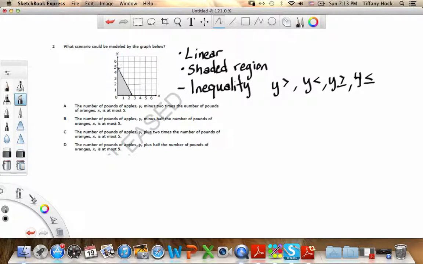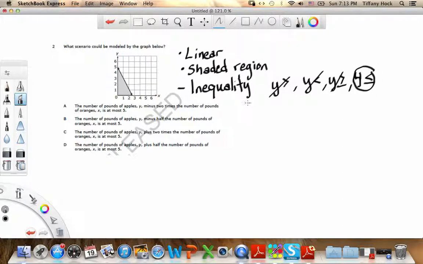And as I look at this graph, I notice it is a solid line, which means that the equals part is part of the equation, so that cancels out these two. If it was a dotted line, it would either be y is greater or y is less than. A dashed line, it would be one of those two, but since it's not, but there is some shaded part, it's one of these two right here. Okay. Then I noticed that if I was to pick any point on this line, the area below that value is shaded. So of these two, that's going to be y is less than or equal to.